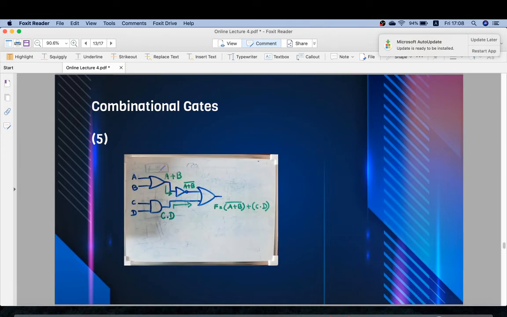The final example is where we are using an OR gate, an AND gate, and a NOT gate too. With the combination of all these gates, we are getting the output. So in combinational circuits, we can use different gates for getting our required output.